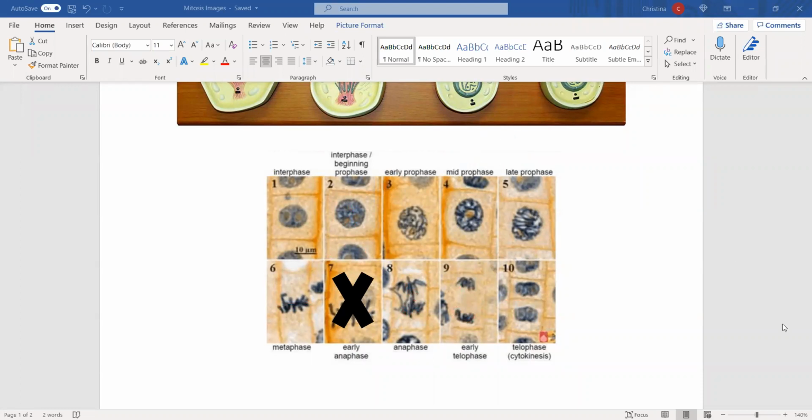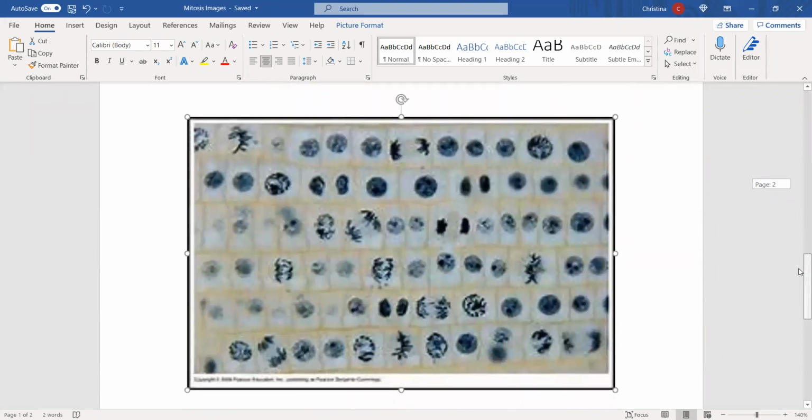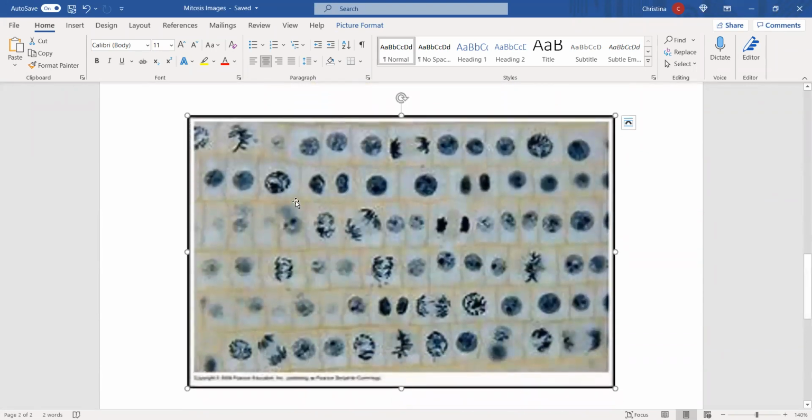Okay, moving down from this one. Okay, so I'm going to get my pen out here. I'm going to mark some of these and I'm going to see if you can identify them. So I'll ask you what phase it is, and then I'll pause and let you answer. What phase is number 1? That would be interphase.